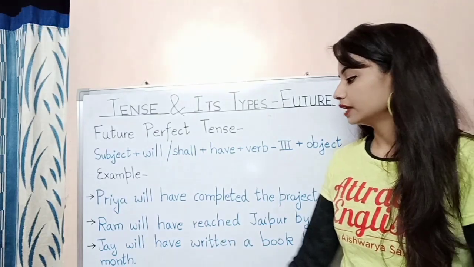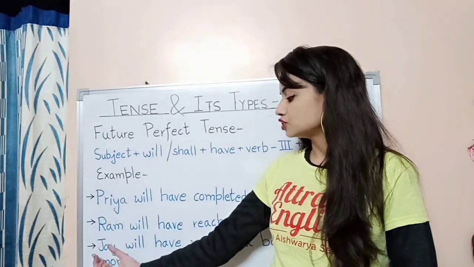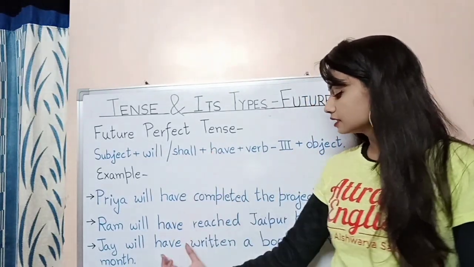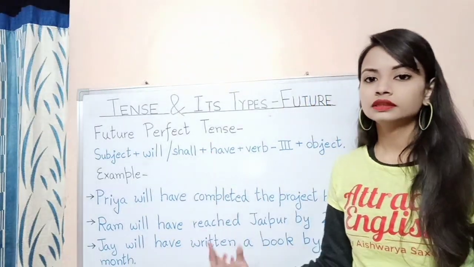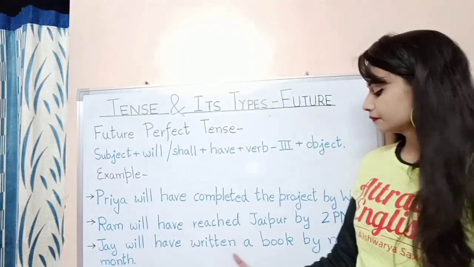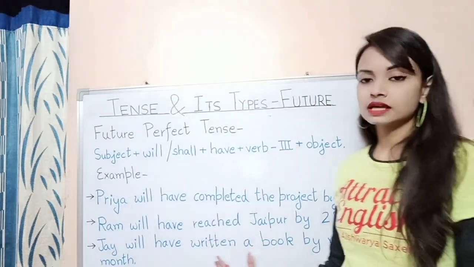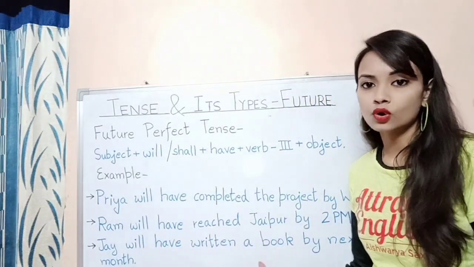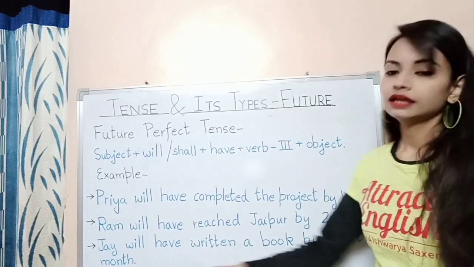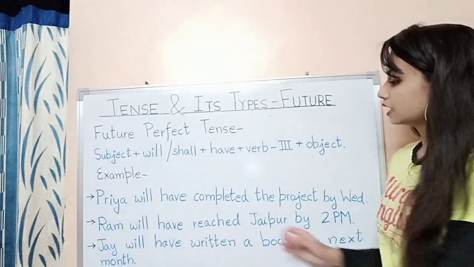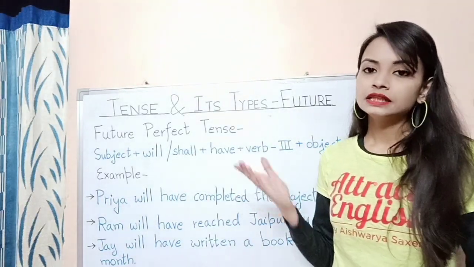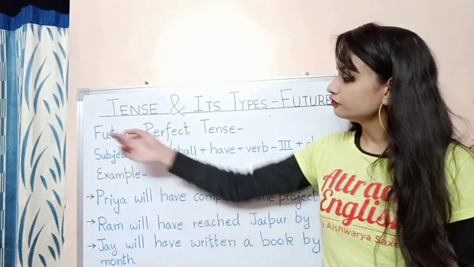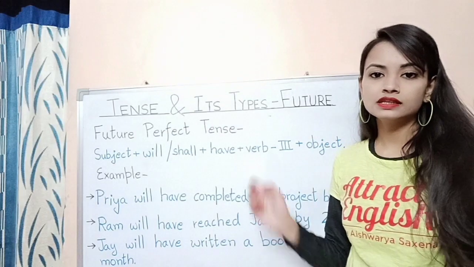Okay. Now here, Jay is the subject, it is a noun. Then will, have as it is, written is the third form of verb write. Then a book. It is answering the question what? Jay will have written what? A book. And when? By next month. Therefore, this part is acting as the object here. This is how we form general sentences in future perfect tense using this format.